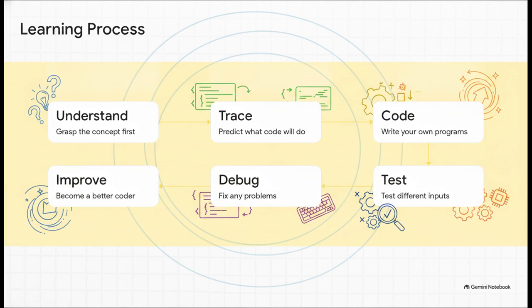Instead, we'll actively follow these steps. First, we understand the concept. Then we trace examples and predict what the code will do. Next, we code and write our own programs. After that, we test different inputs, debug any problems we run into, and finally, improve. With every single attempt, you're going to get better and better at controlling your code.